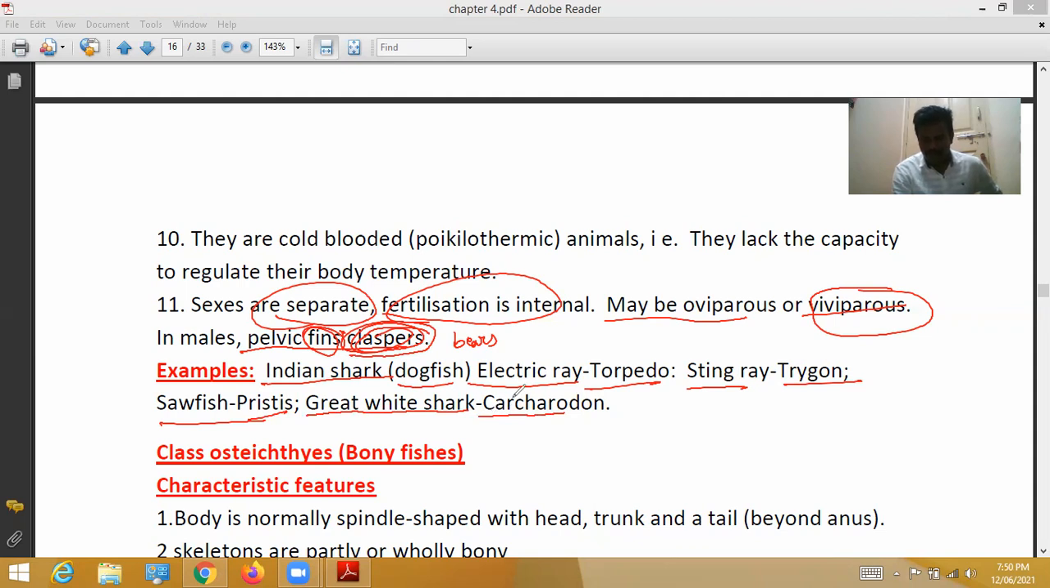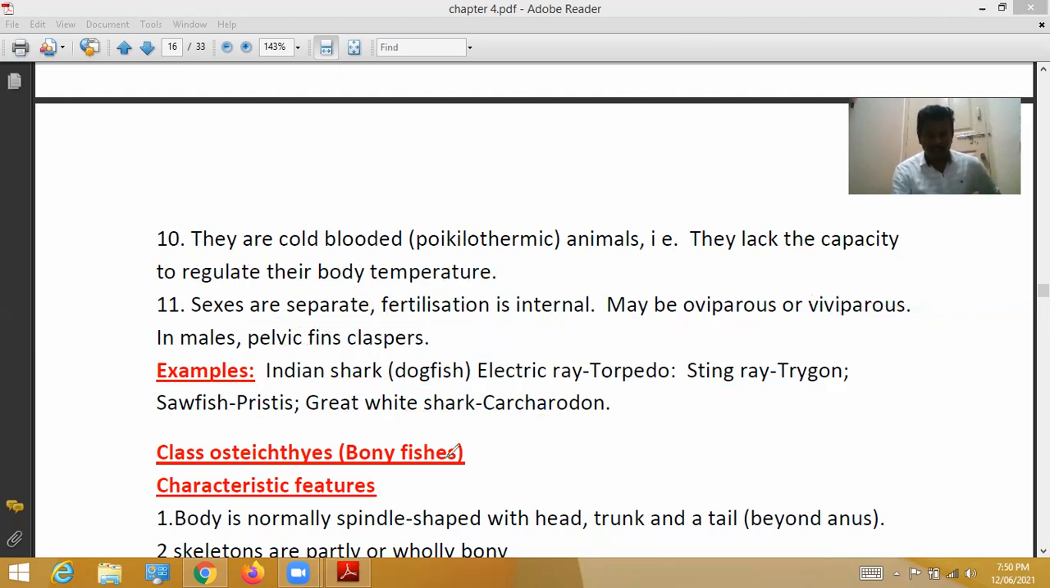Carcharodon. The great white shark's scientific name is Carcharodon. Okay, so these are the features of Chondrichthyes, the cartilaginous fishes.